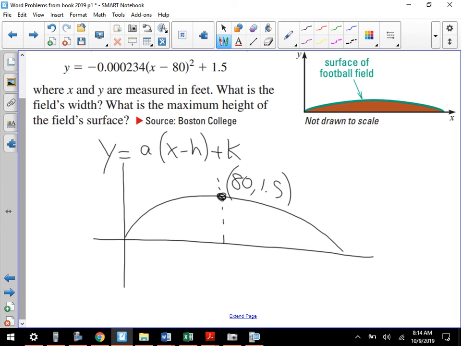160. It's 160 feet across because from here to here is 80, which means from here to here has to be 80 more feet. So that means the total distance of the field is 160 feet.